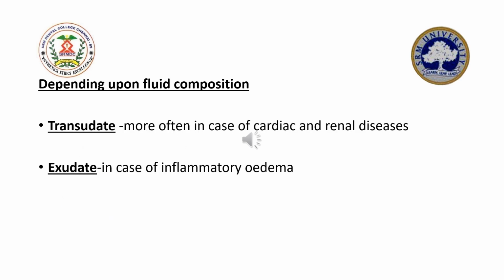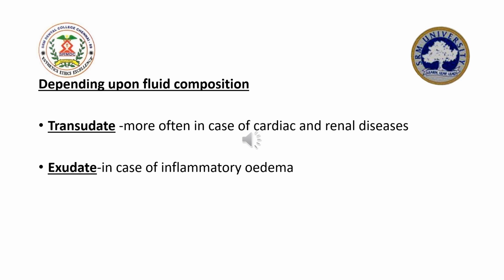Depending upon the fluid composition, edema is further classified as transudate and exudate. So transudate is fluid accumulation that is induced by systemic disease that will change the pressure of the blood. So whenever there is change in blood vessel pressure, there will be forcing of the fluid outside the vascular system and hence collection of fluid in the interstitial space. Whereas exudate is fluid that accumulates from tissue leakage caused by inflammation or local cellular injury.